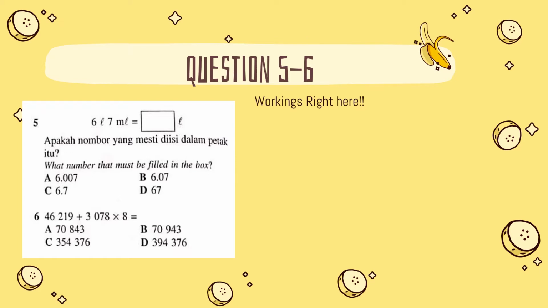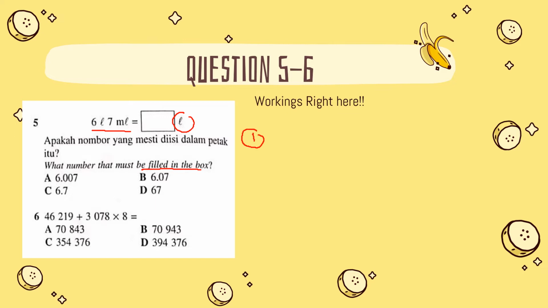Alright, we are in question 5 and 6. First, let's concentrate on question 5. What number must be filled in the box? Now they're asking what is 6 liters and 7 milliliters in liters. How do we do that? Now they're asking in liters, so what we have to do is first convert 6 liters into milliliters. There are actually two ways, so I'm going to show you the first way.